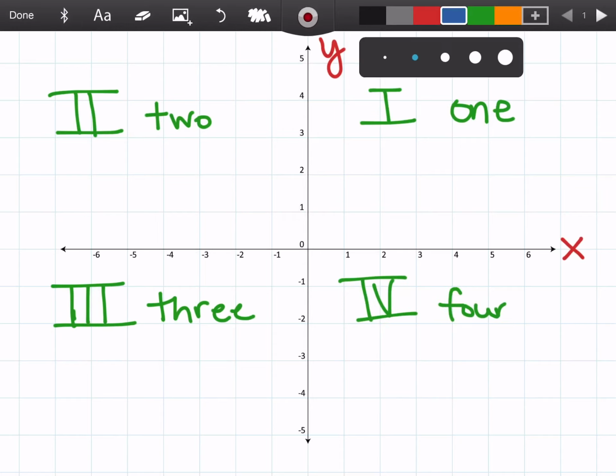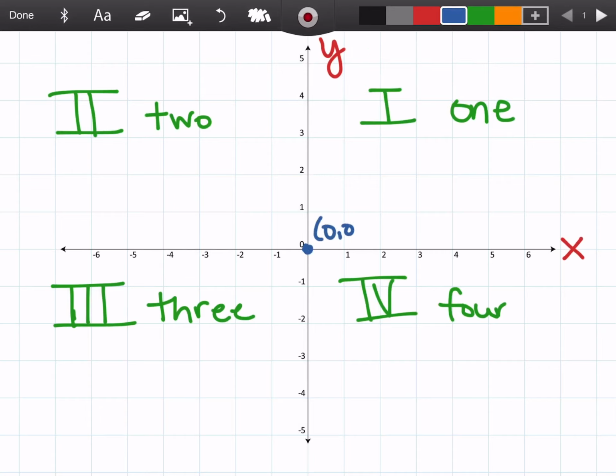Now in the center of our graph we have a point that's very important. It's point 0, 0, and we call this the origin. And the reason it's important is whenever you go to graph a point, you're going to start at the origin and then move from there.